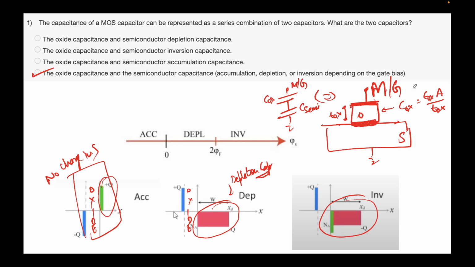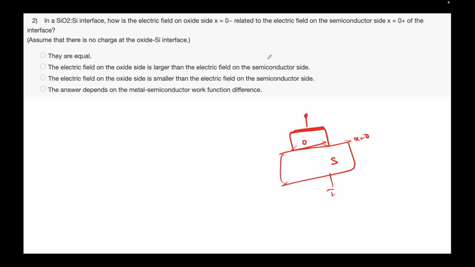Right, so next problem. In a SiO2 to Si interface, how is the electric field on the oxide side related to the electric field on the semiconductor side? Let me draw the diagram again. We have the metal, the oxide, and the semiconductor. They're saying x equal to 0, and x equal to 0 minus is the oxide, so this is the x-axis. We essentially have to apply the boundary condition over here.